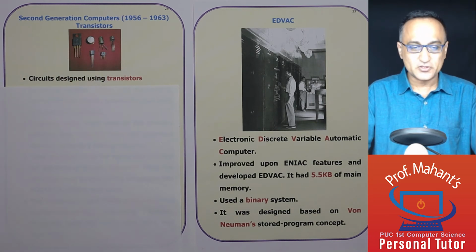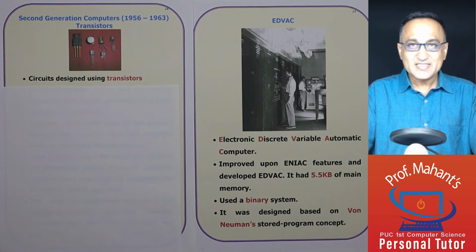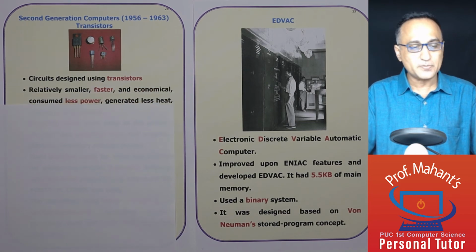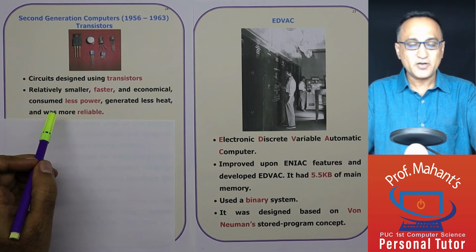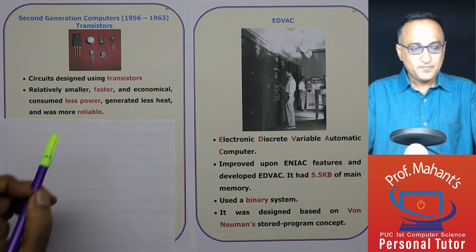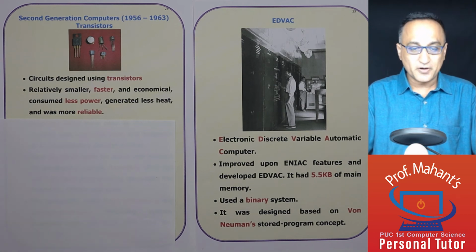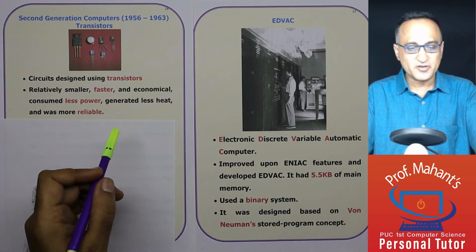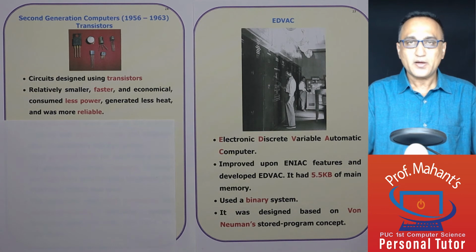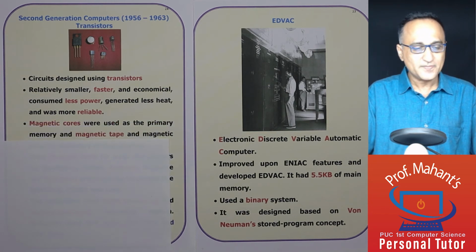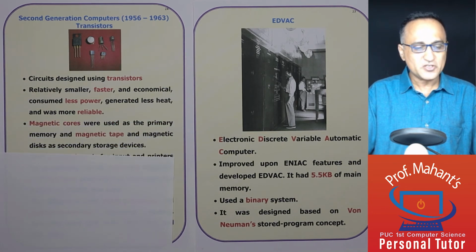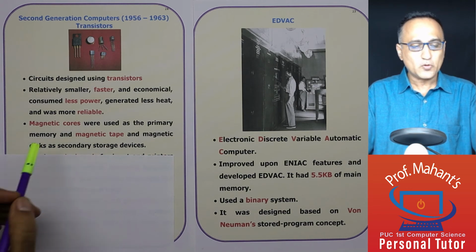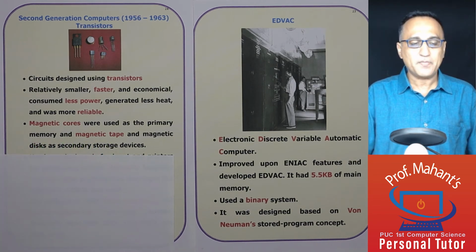design the circuits. Because transistors emit much less heat than a vacuum tube, are more compact, consume less power, obviously we had multiple advantages. So what happened? The machines became smaller, they were faster, consumed less power, more reliable compared to the first generation, generated less heat, and their applications increased. Now, in this generation also, magnetic core was used as the primary memory.